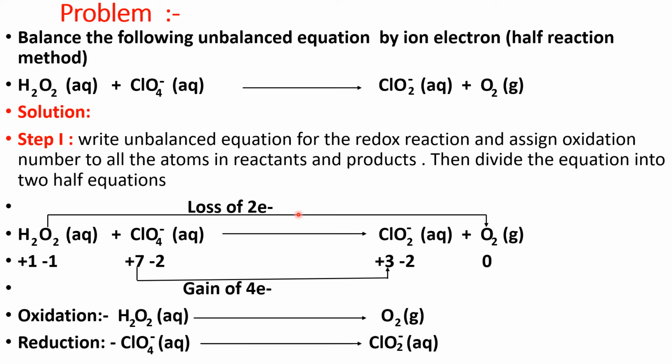Then you divide this equation into two parts: first is oxidation and second is reduction. In the oxidation reaction, H2O2 gives O2 gas, and in the reduction, ClO4 minus gives ClO2 minus in aqueous medium. Okay. Next step.